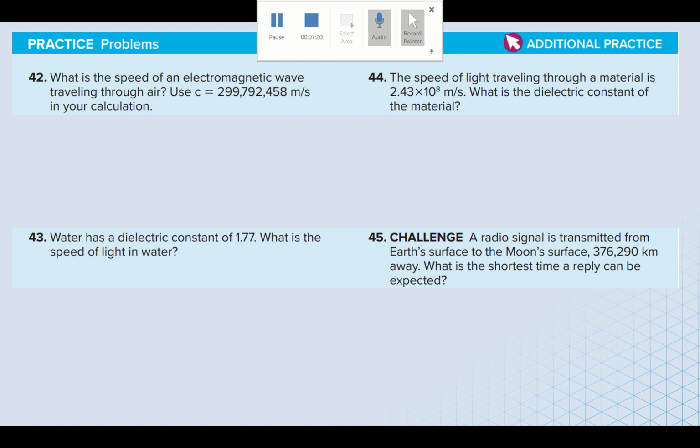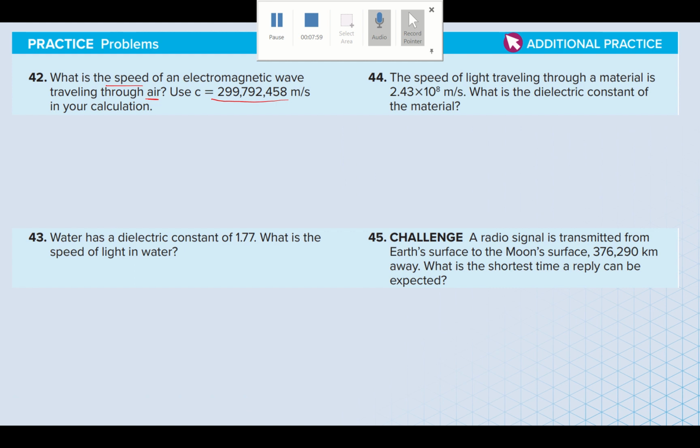Okay, so in this case, he gave me C, not 3 times 10 to the power of 8, but a very close number. This is the actual speed of light without the rounding. So he wants me to find the speed of an electromagnetic wave traveling through air.